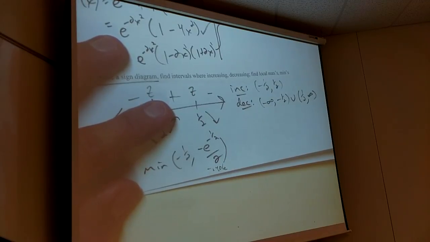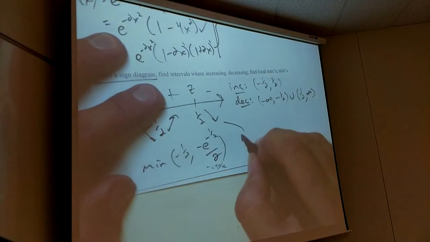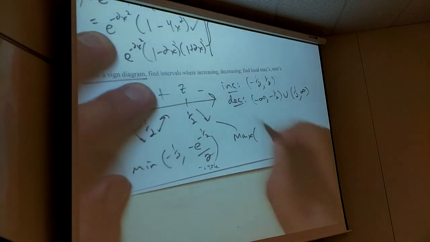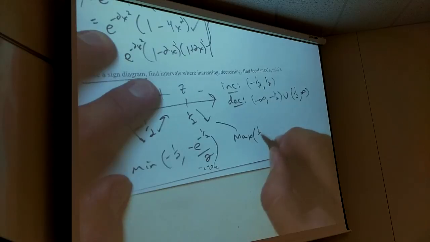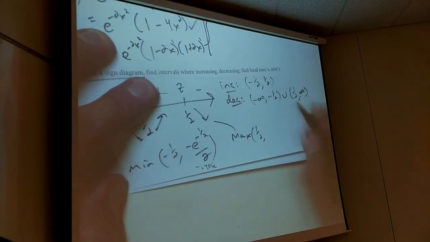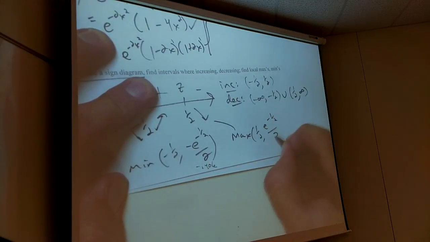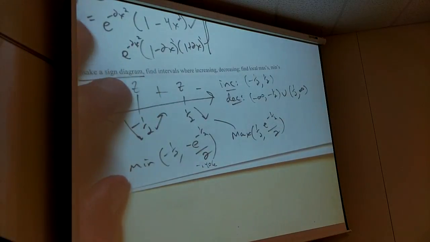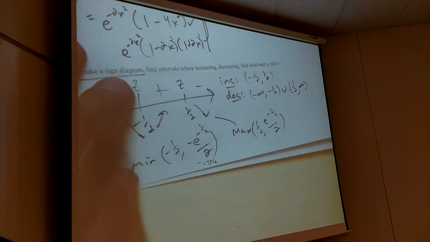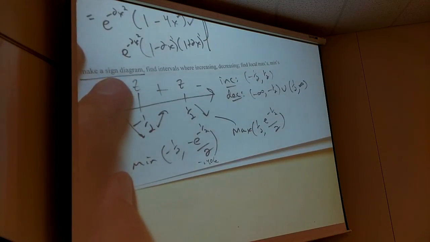All right, and then the max will be at 1/2 because it goes up and down. So it'll be at 1/2 comma, and this would be positive e to the negative 1/2 divided by 2. So this is going to be a positive part of that thing. I like it. I like it a lot.